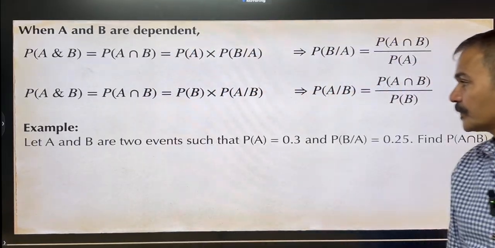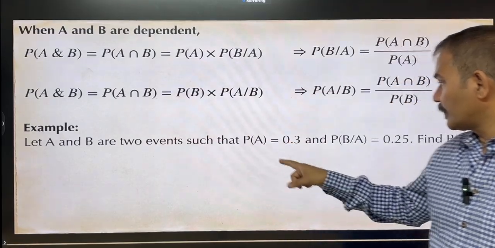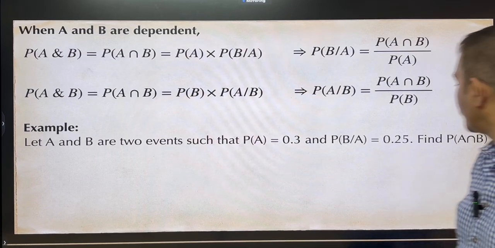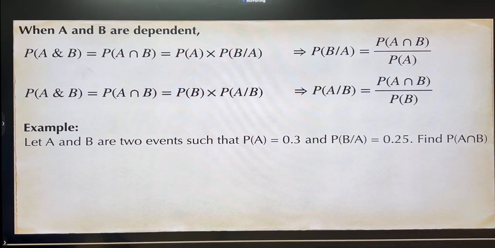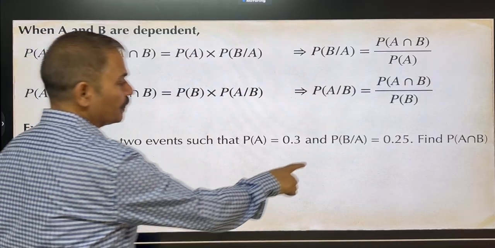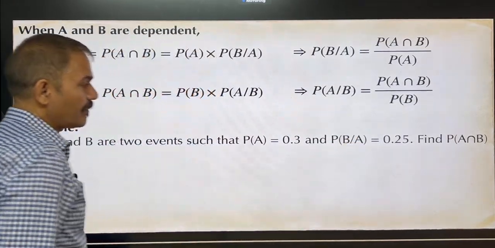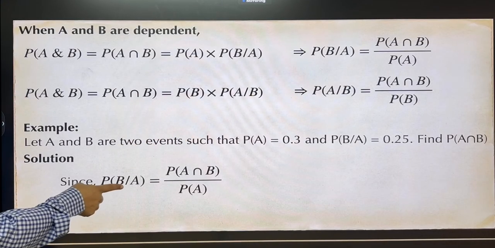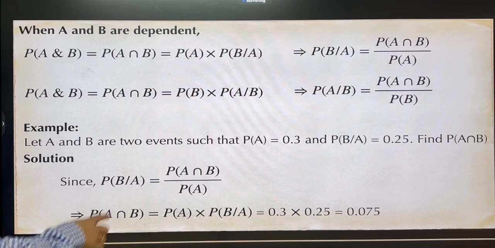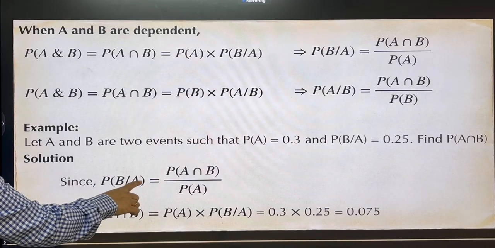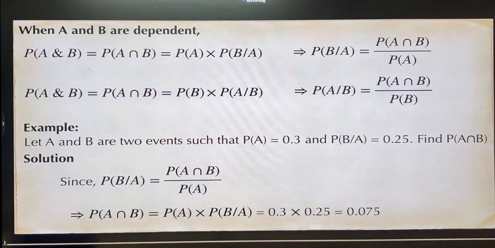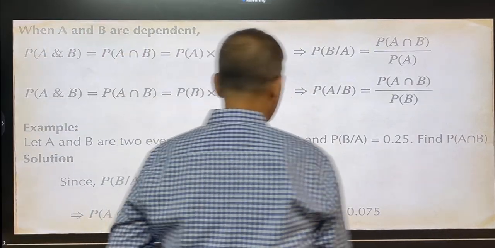For example, this question. Let A and B be two events such that probability of A is this, and probability of B, given that A has happened, is 0.25. Find the probability of A intersection B. So what is the formula for B given that A has happened? A will come down and on top you will have the intersection. So this is your formula, just plug in these values. So A intersection B will be P(B given A) times P(A), which is the multiplication of these two, which is 0.075, right? So this was an example. Have a look at another example.